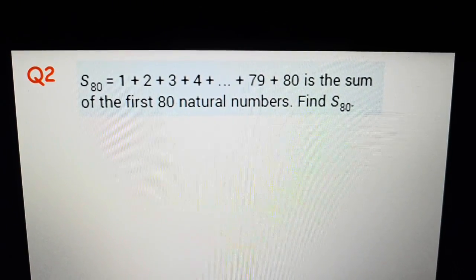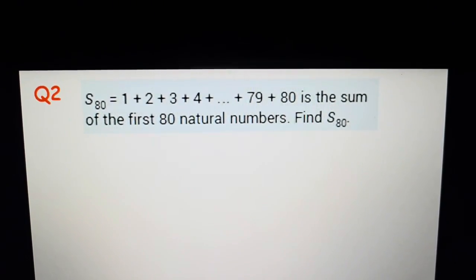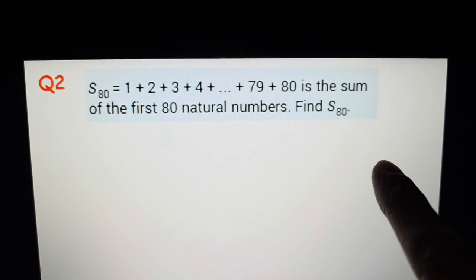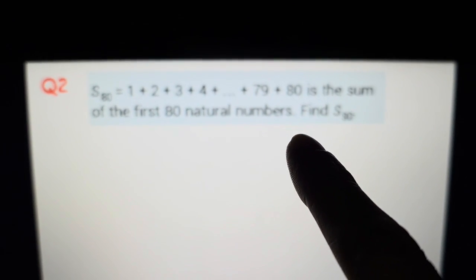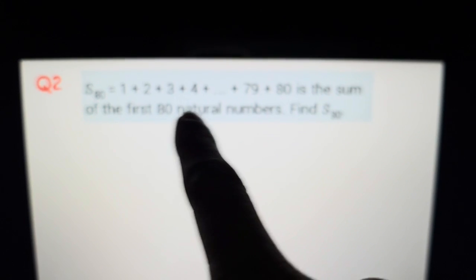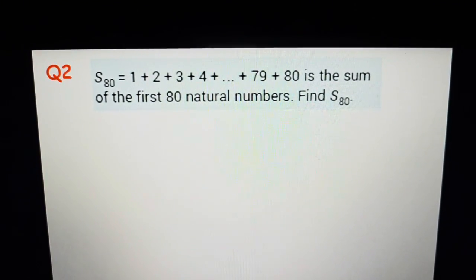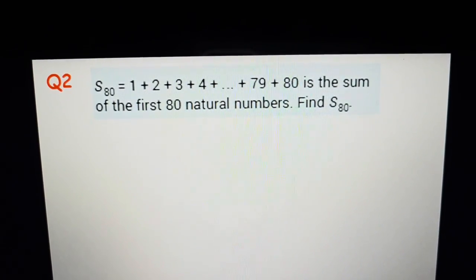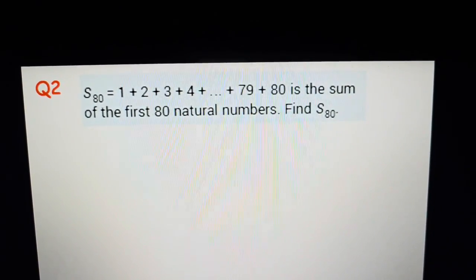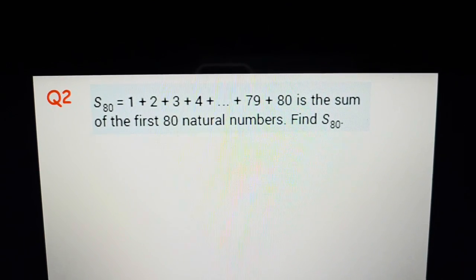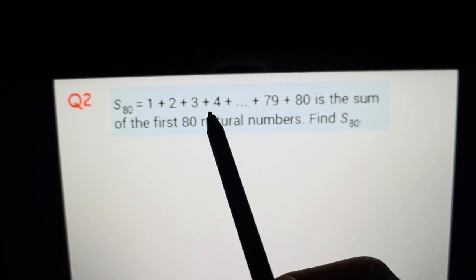Question 2. The sum of the first 80 terms of that particular series is S of 80 equals the sum of those terms, right? That is the sum of the first 80 natural numbers. Natural numbers are positive whole numbers. Find S of 80. So again, it's an arithmetic sequence because there's a common difference of 1 between each term.